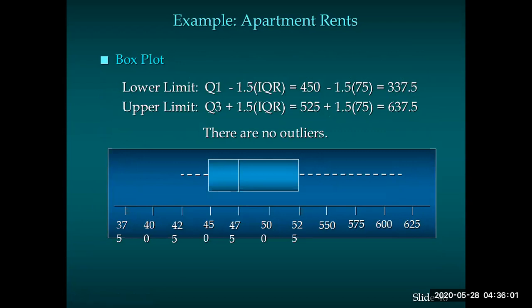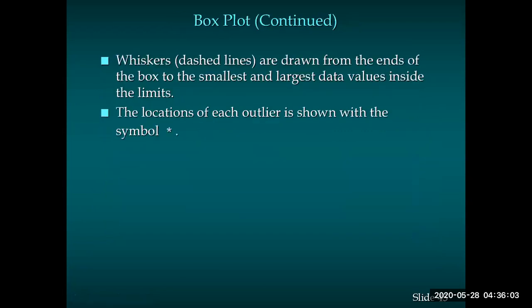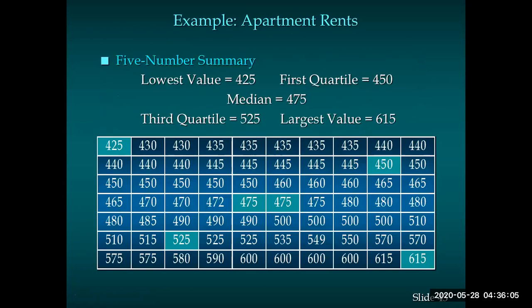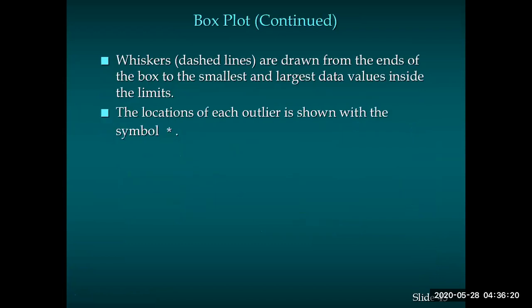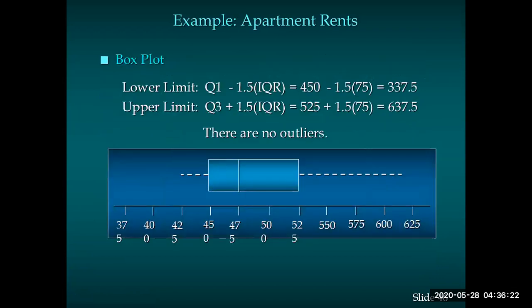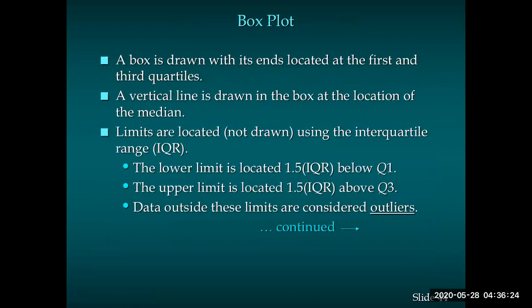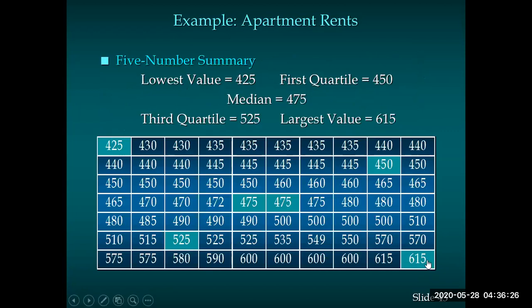So right now there's nothing to the left of 337. Everything is above 337, so the number is 425, which is far greater than 337. And then the next one was 637. So just take a look at the data again. 637 again is pretty large. So the data is safe, there is no outlier.